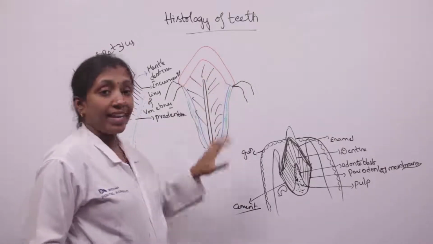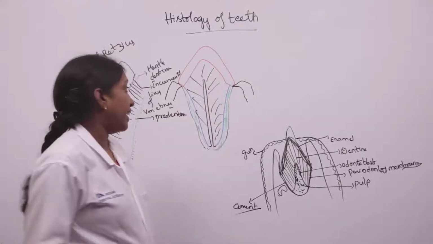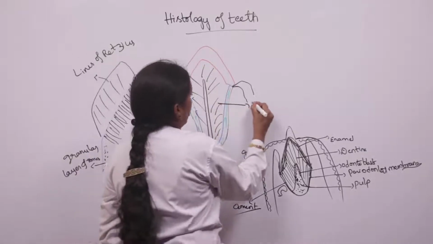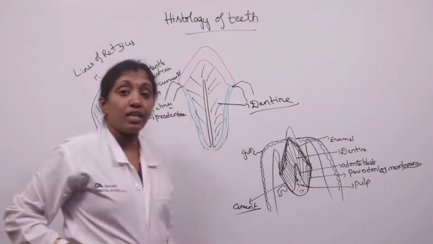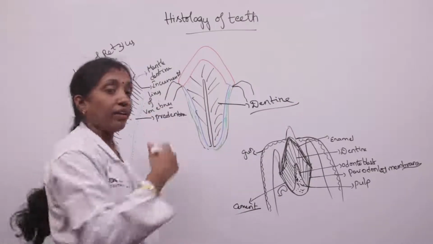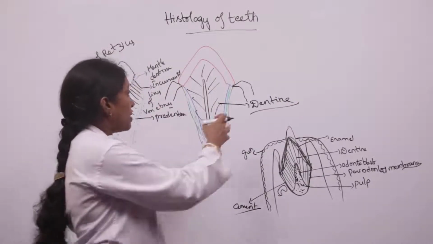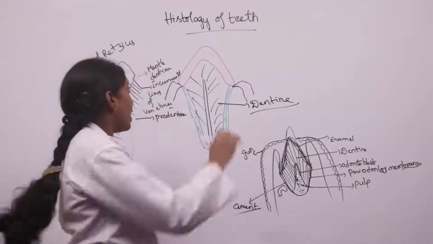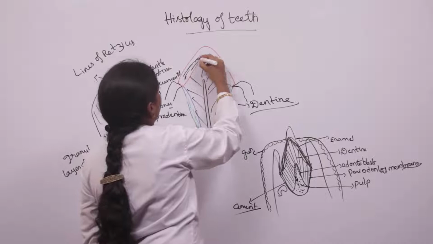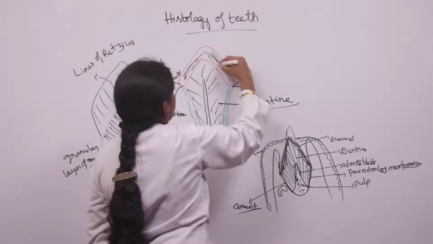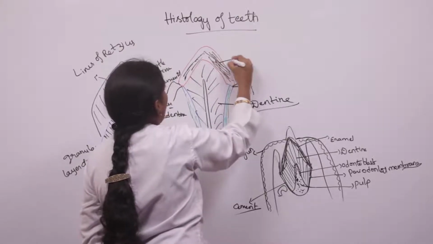The greatest part of the tooth is formed by a hard substance called dentine. So this is the dentine, and the major part of the root is also formed by dentine. Here in the crown region, the dentine is covered by the hardest substance, called enamel.